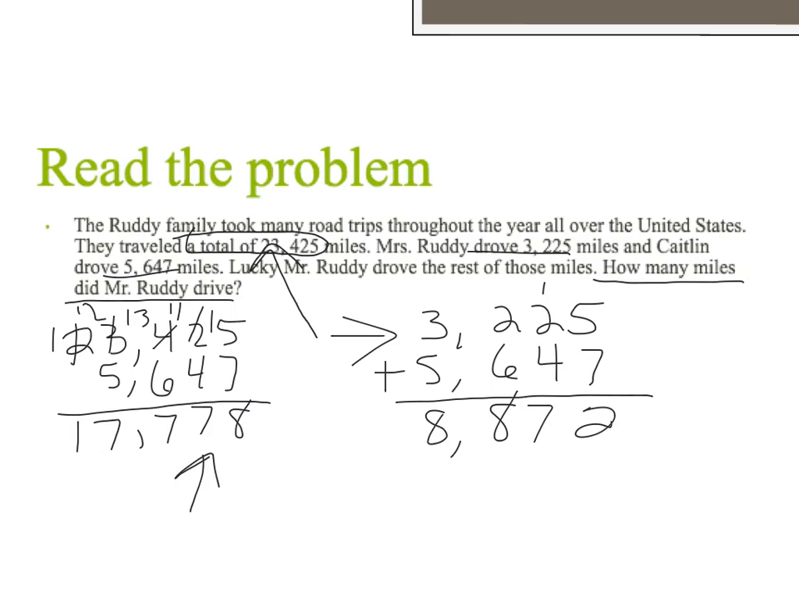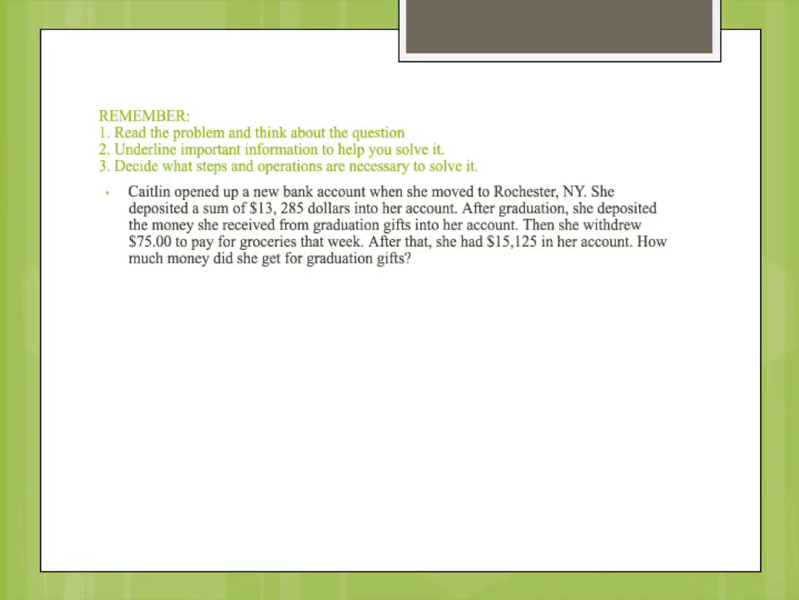So the difference between the total, which was 23,425, and the total that Caitlin and Mrs. Ruddy drove, 8,872, was 17,778. Poor Mr. Ruddy, he had to drive a lot of miles. Let's look at another problem.